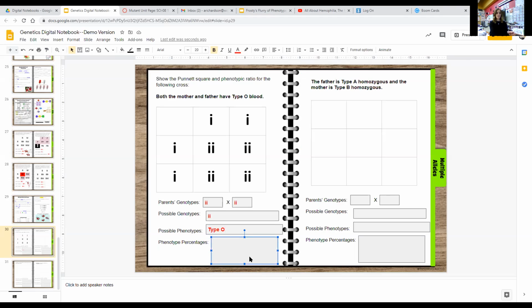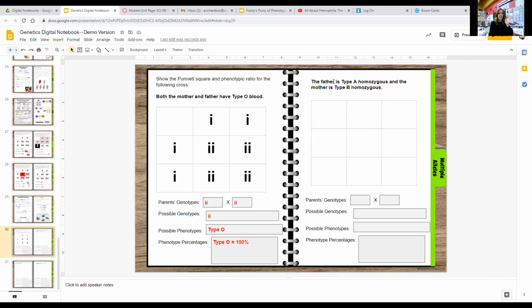So phenotype percentages, well, it's type O and it's 100%. So if you have two parents that have type O blood, you have type O blood. Your siblings have type O blood. There's nothing else it can be. Now, let's look at one that's a little bit more difficult.